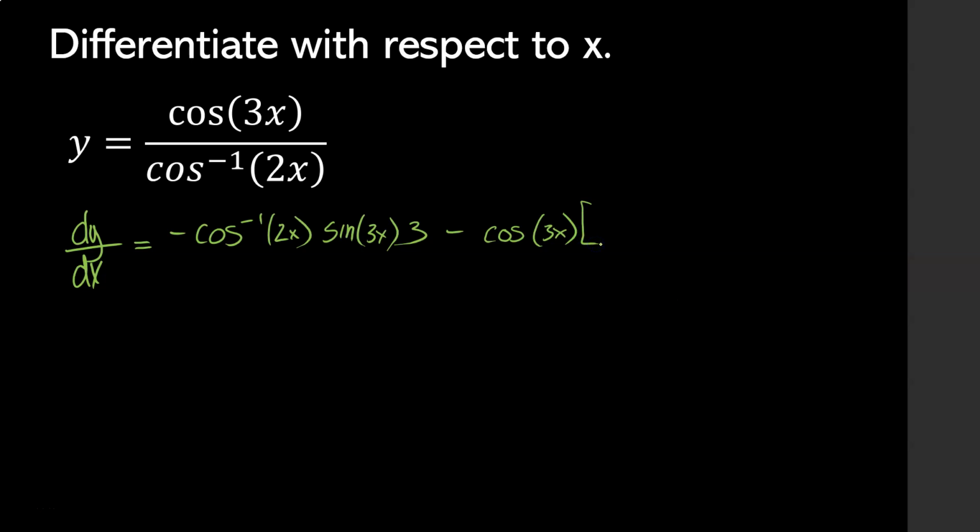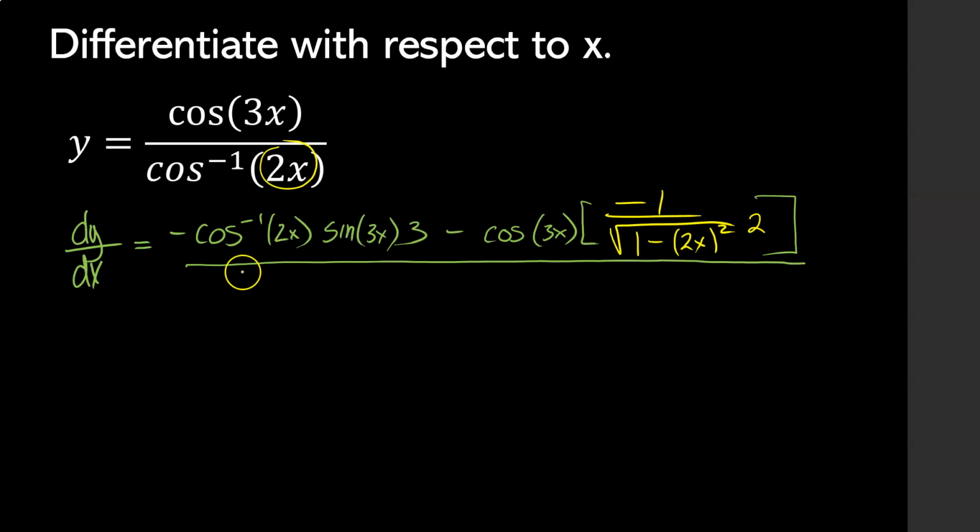I feel like I'm going to get lost, but I'm going to keep going. So let's see, that's my new part. The derivative of inverse cosine is 1 over the square root of 1 minus the input squared, and that input is 2x, which has a rate of change of 2. Oh, that was it? All right. That wasn't bad. And then continuing on with the quotient rule, let's see. The denominator times the derivative of the numerator minus the numerator times the derivative of the denominator all over the denominator square.